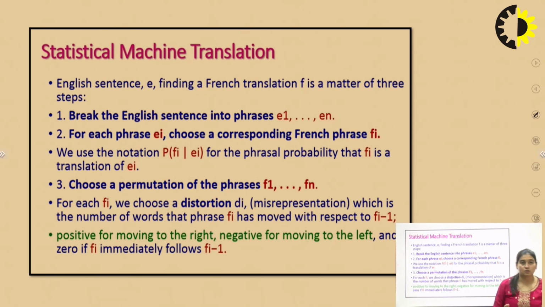For misrepresentation, there are certain rules. For the positive, we are moving to the right. If we are moving to the right, then we assign a positive number, and if we are going to the left, then we assign a negative number. And 0 if the Fi immediately follows Fi minus 1. So there are three values: positive, negative, and 0. If the word is shifted right, we assign positive. If the word is shifted left, we assign negative. And if it immediately follows Fi minus 1, then we put 0, meaning there is no shift. Okay, so this is the concept of distortion, represented by di, which stands for misrepresentation.